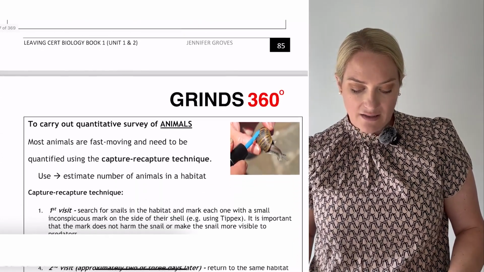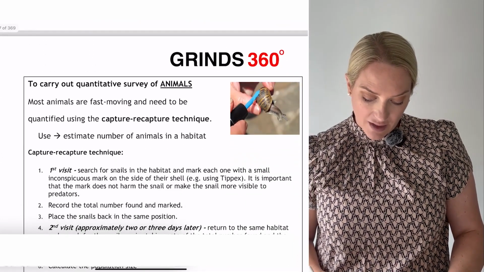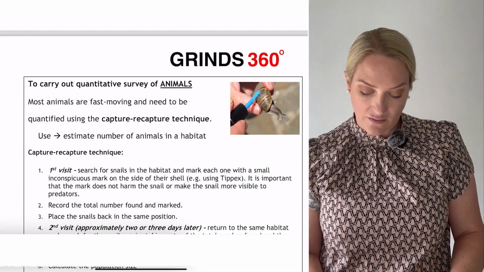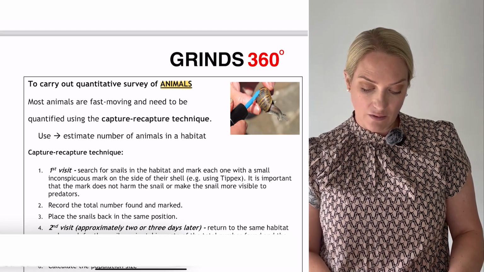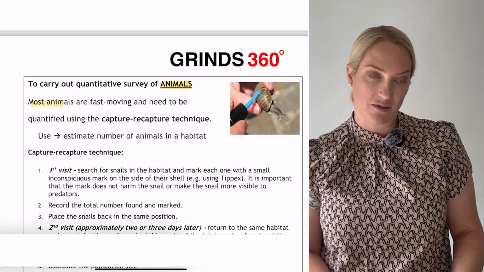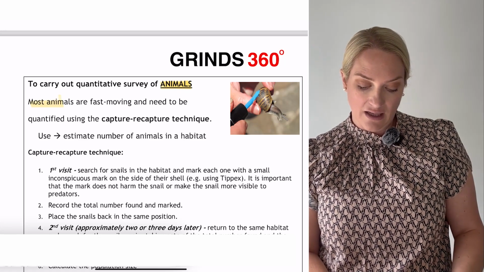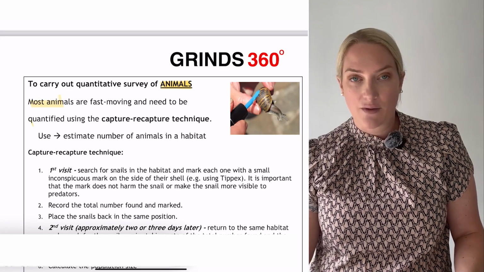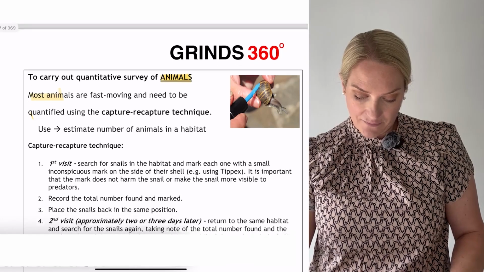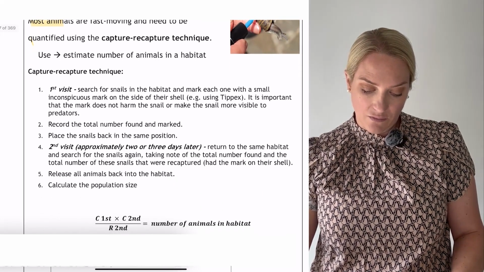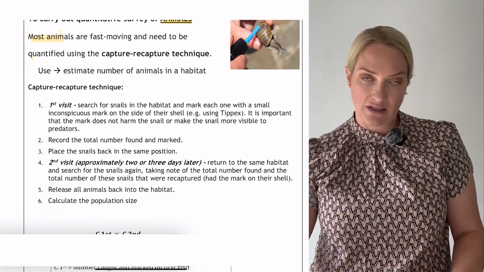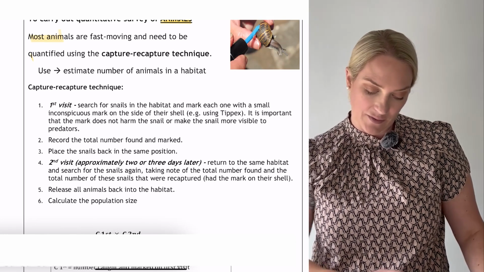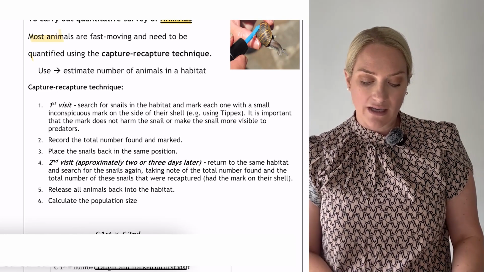You then may be asked to find out a quantitative survey of animals, and I use the example of a snail. Most animals are fast moving, so they need to be quantified using the capture-recapture method. An example that I use with my students is the snail. I would do an activity of this where we're not actually looking for snails, but something else. So we would go out on our first day.